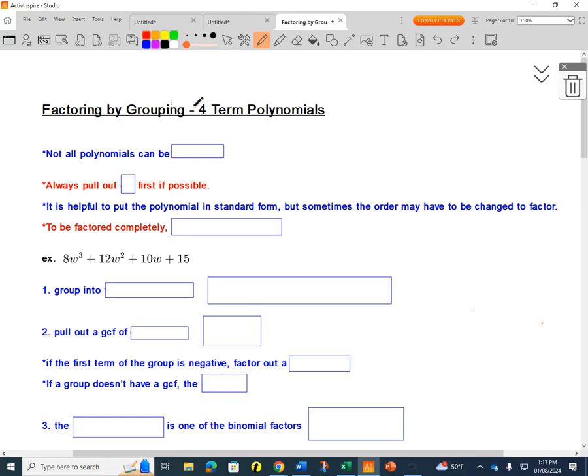We're factoring by grouping 4-term polynomials. The only time we're going to do this for now is if there are 4 terms in our expression, and honestly that's what we're going to be doing for all of them. Everybody pays attention. Everybody follows along with me.